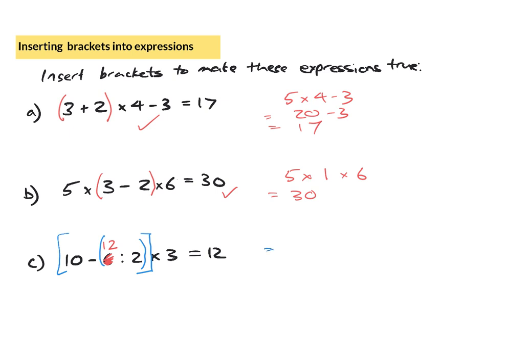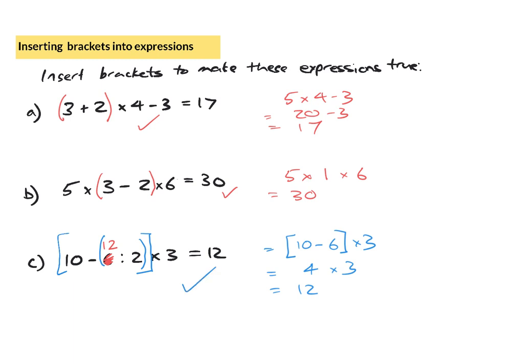So what does that give us? Well, we've got to leave the square bracket alone. We do inside that bracket first. So we do 10 minus 12 divided by 2 is 6. Close off my square bracket, multiply it by 3. 10 minus 6 is equal to 4. Multiply that by 3. And 4 times 3 is equal to 12. So finally we get the right answer.